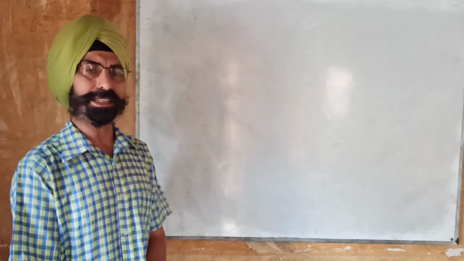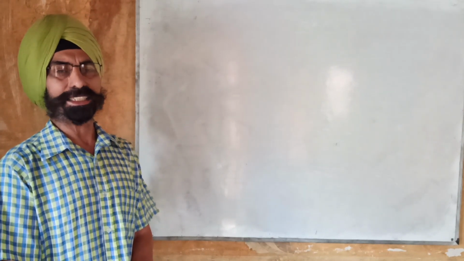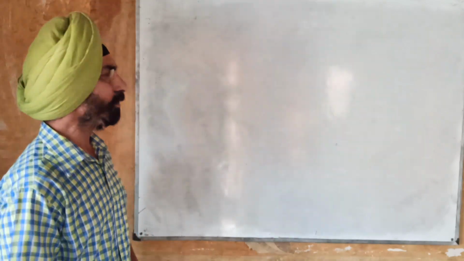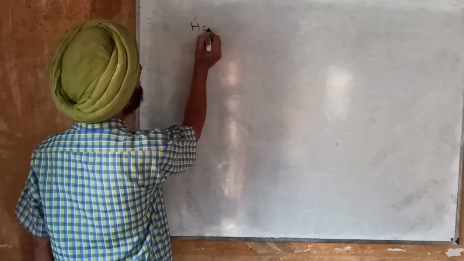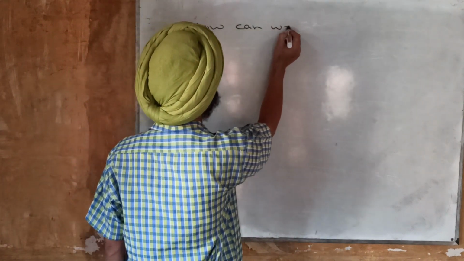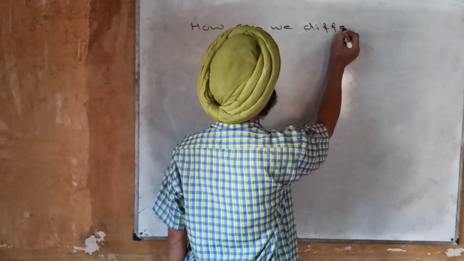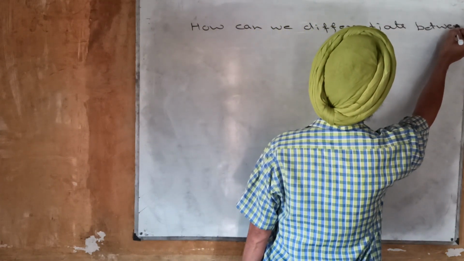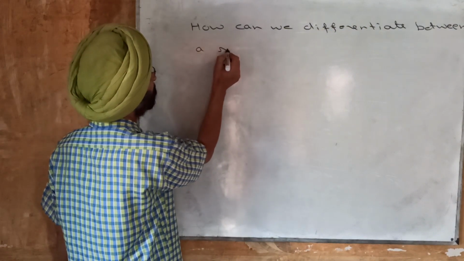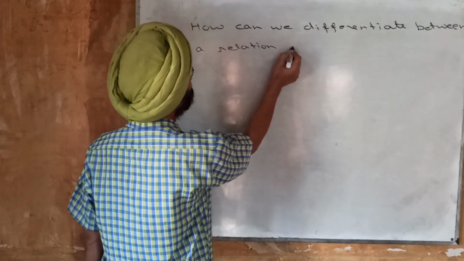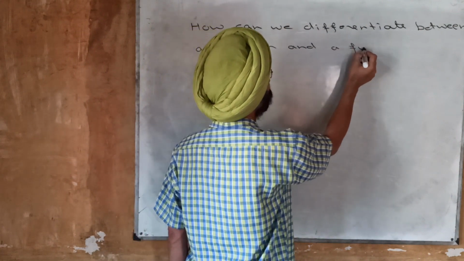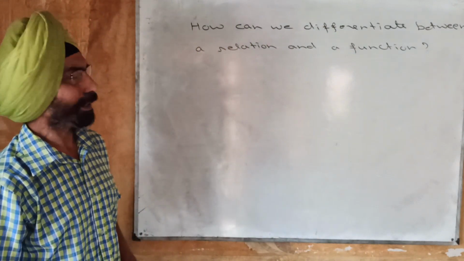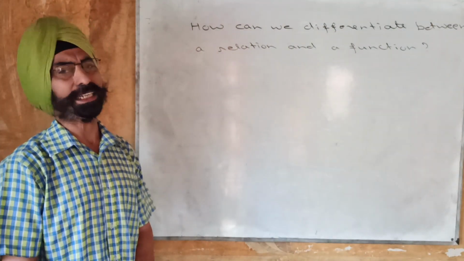In the last video, as I remember, we ended with the definition of inverse of a function. But before going ahead, I'll discuss a question that was asked by someone in the messenger. The question was, how can we differentiate between a relation and a function? I'll discuss this question first, and then we'll move ahead.